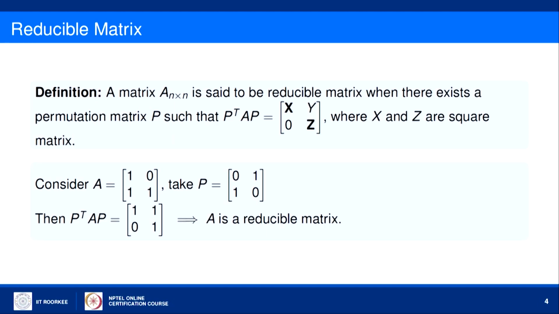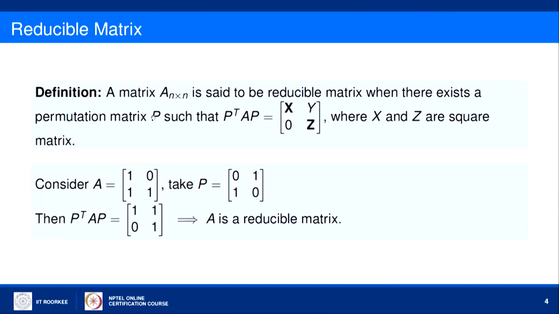My next definition is reducible matrices. An n by n matrix is said to be reducible when there exists a permutation matrix P. You remember that a permutation matrix is a product of elementary matrices, meaning after applying elementary row operations on the identity matrix, you can get a permutation matrix. If you have such a permutation matrix P and you take the product P transpose AP, and it comes out in this form, where X and Z are square matrices, which may be of different orders, and the matrix form is a square submatrix X, Y, 0 and Z, then we say that A is a reducible matrix.